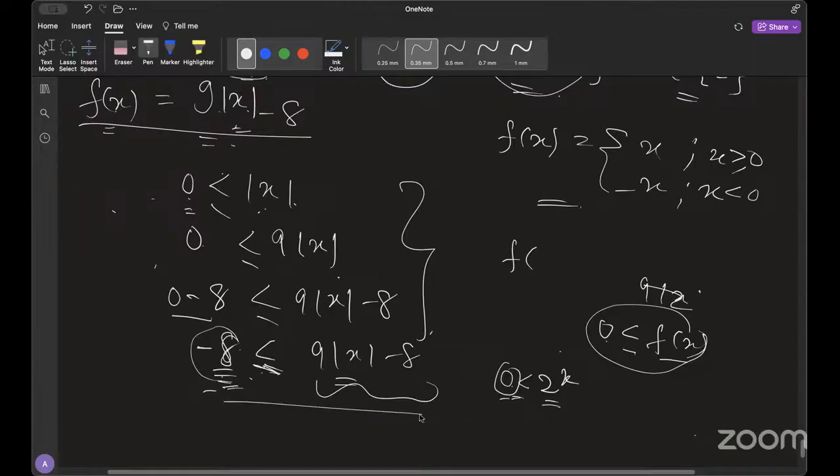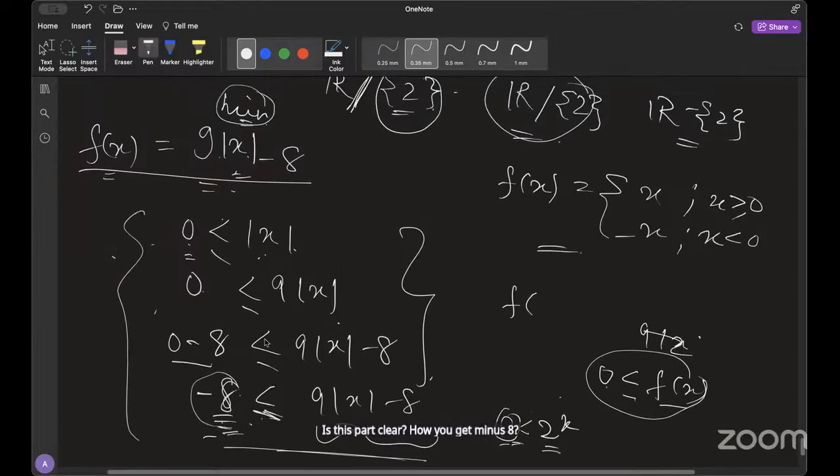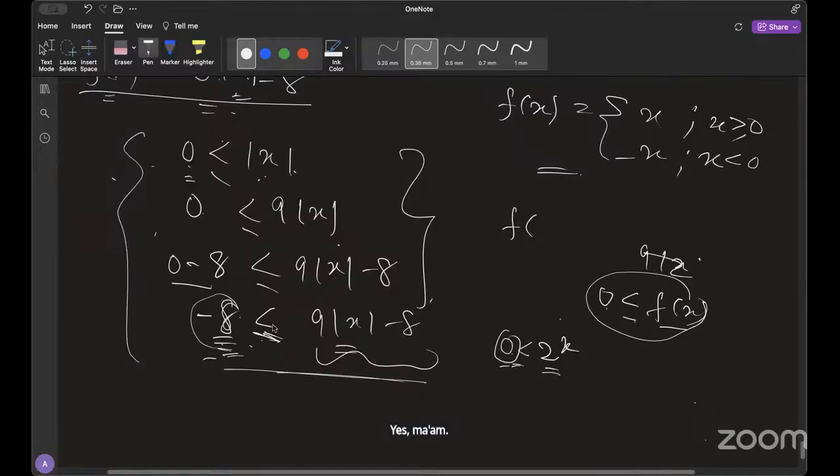Is this part clear? How you get Yes, ma'am. minus 8? Clear. Does anyone have any doubt in this? How can I get minus 8?